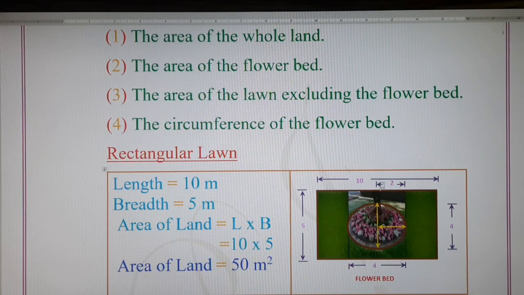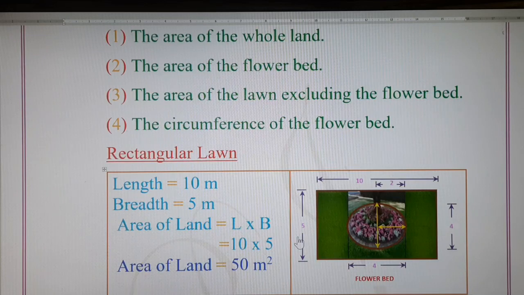What is the length of the land? The length of the land is 10 meters. And what is the breadth of the land? The breadth of the land is 5 meters.